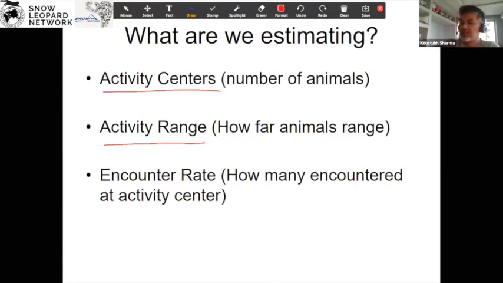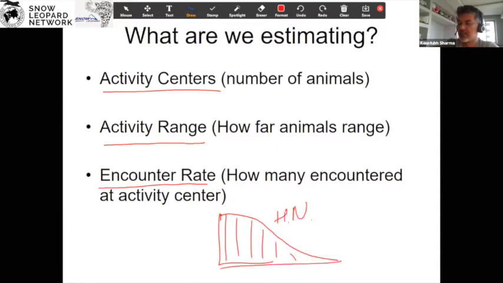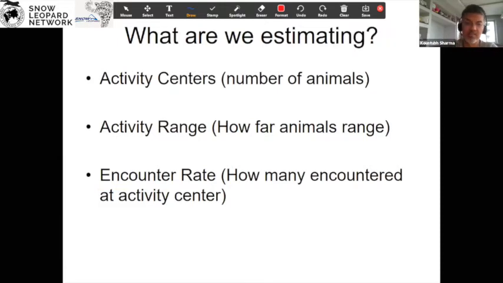And then we are interested in how many snow leopards will get encountered if we had a camera at its activity center, because once we know the status at the activity center, we can always use the detection function further away from it, as a half normal distribution in this case, to be able to estimate the encounter rates at distances further from there, right? So these are the three unknowns that we are trying to estimate in this case.